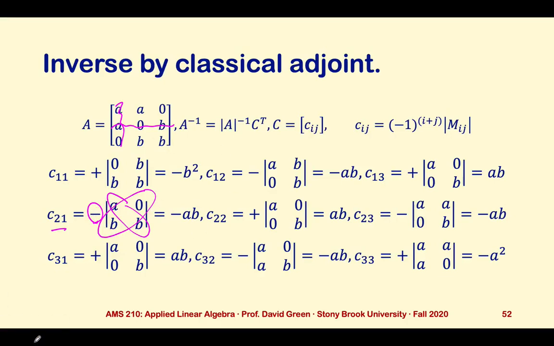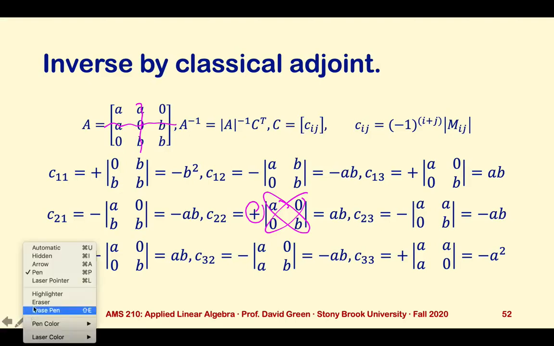For 2, 2, same thing. 2 plus 2 is 4, plus. Delete the second row and the second column, leaves us A0, 0B. The determinant is A times B minus 0 for a result of AB.